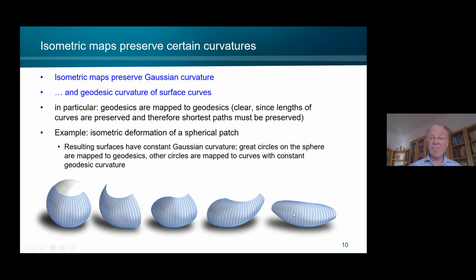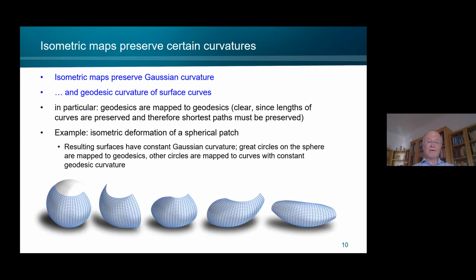So I've brought up an example. We take a spherical patch here. The isoparameter lines are these meridians and the parallel circles. So in one direction, we have geodesics. In the other direction, we have circles on a sphere, which have, of course, a constant geodesic curvature. And the sphere has constant Gaussian curvature.